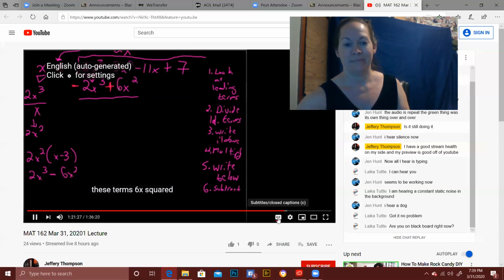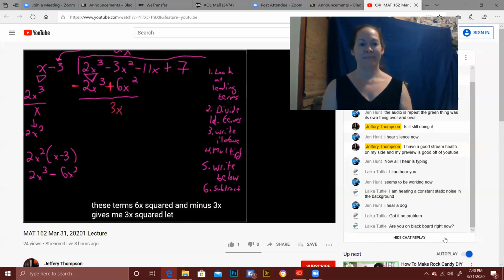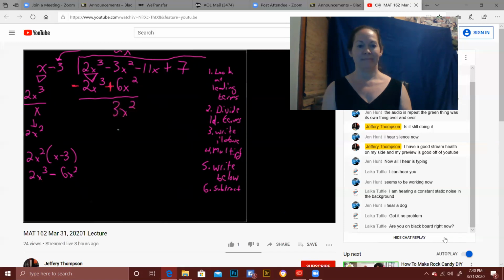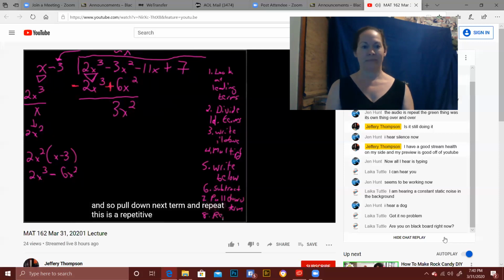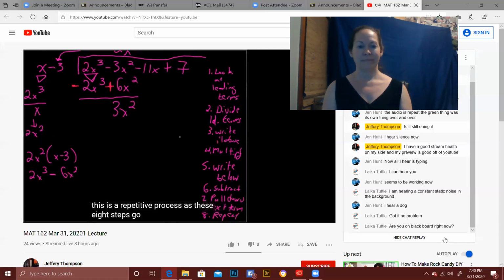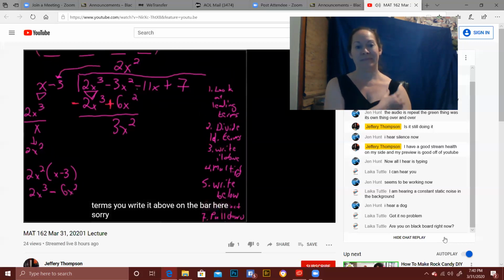These terms, 6x squared and minus 3x, gives me 3x squared. Let me go back, change color, back to where I was, sorry. And so pull down the next term and repeat. This is a repetitive process. As these steps go over, you look at the leading terms, you divide the leading terms, you write it above on the bar here.